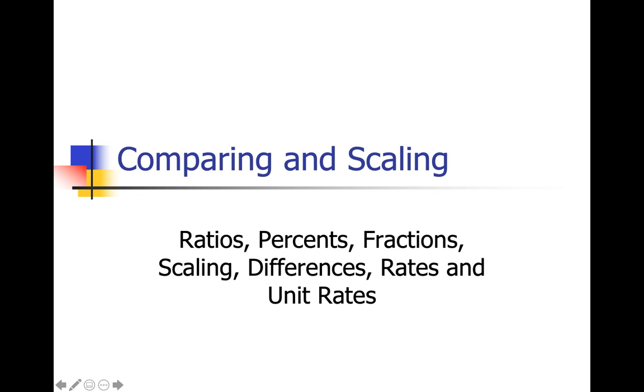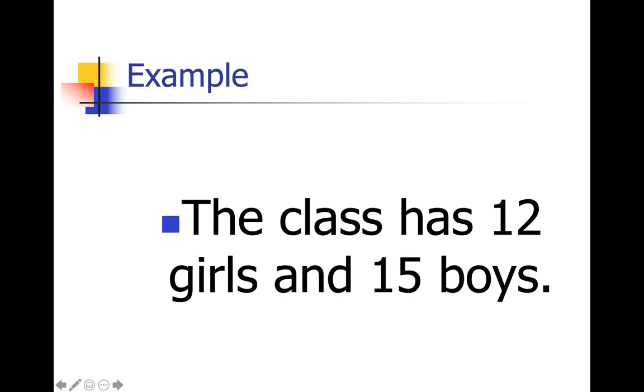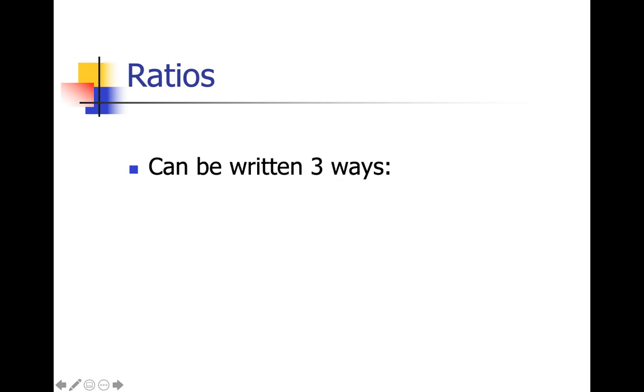Okay, so let's say that a class has 12 girls and 15 boys. So if I ask you a question of what is the ratio of girls to boys, and again, this is review. What is the ratio of girls to boys? You're going to write your ratio in one of three ways. You're either going to write it as 12 to 15 with the word to, 12 to 15 with a colon, or 12 over 15 as a fraction.